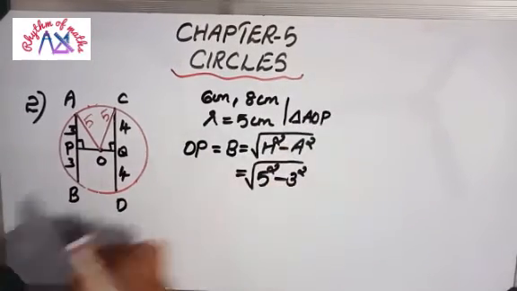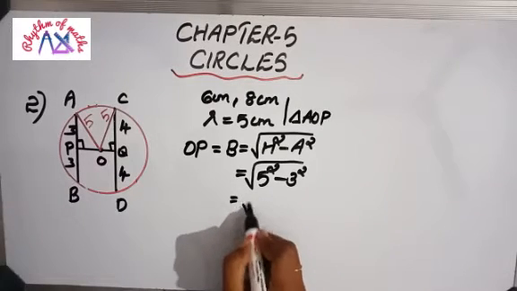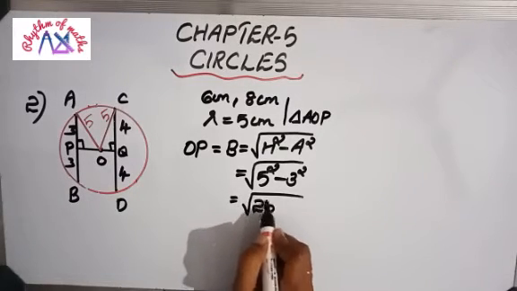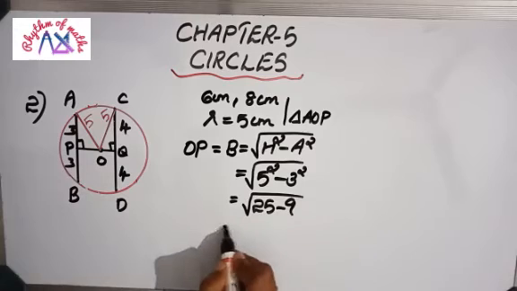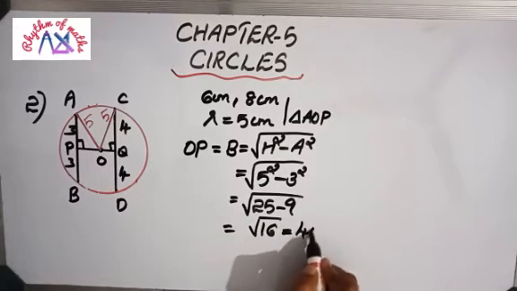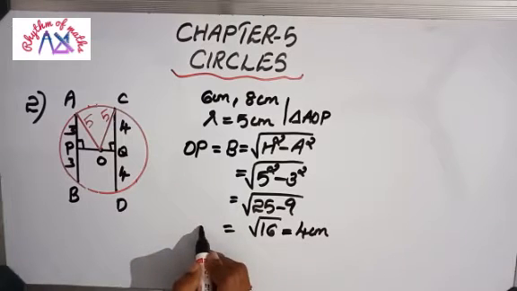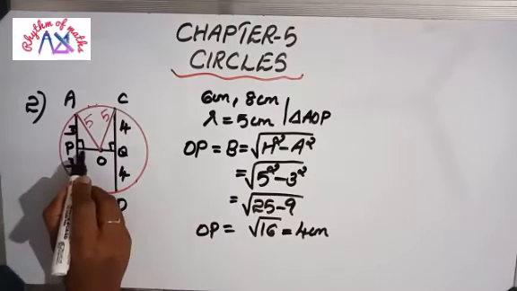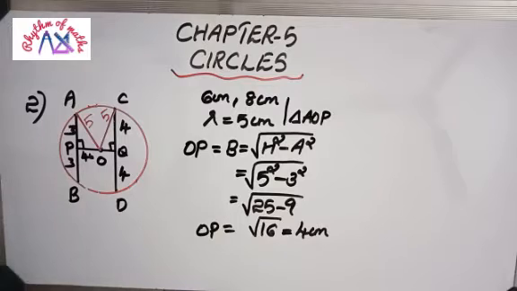Triangle AOP we are considering here. So the answer is 5 square is 25 minus 3 square is 9. That is root 16. Root 16 value is 4 centimeter. So OP, that means this distance, is 4 centimeter. First distance is 4 centimeter. The 6 centimeter chord is 4 centimeter away from the center.